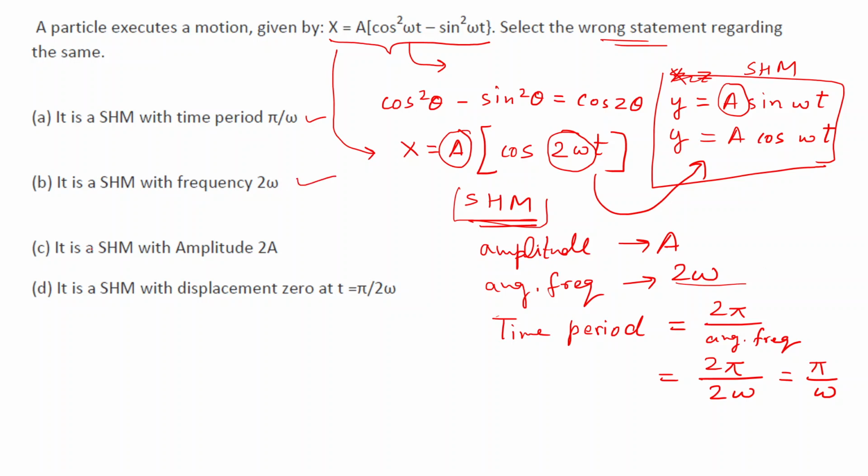The third sentence is, it is a simple harmonic motion with amplitude 2a. Now here we see that clearly the amplitude is a, not 2a. That means this sentence is incorrect about this particle motion.